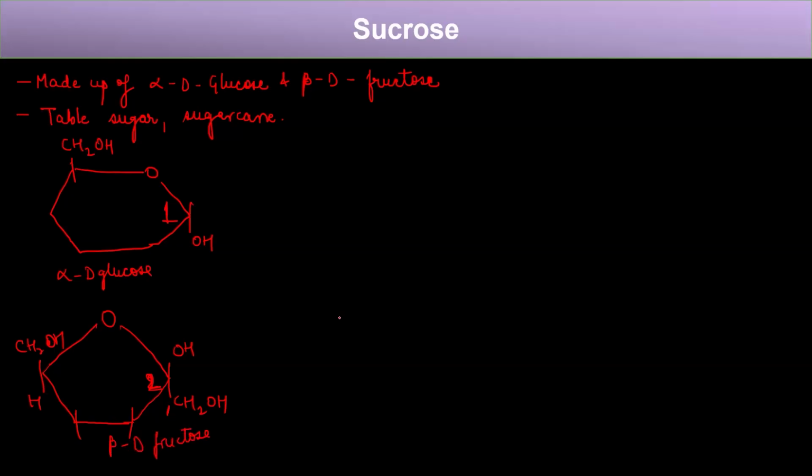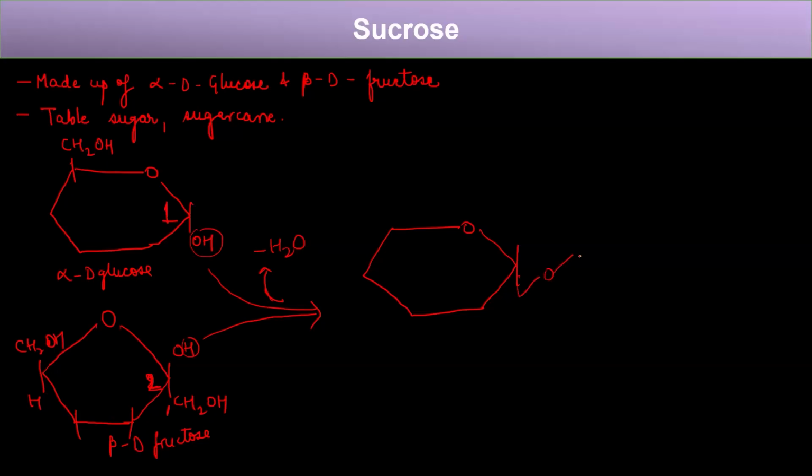Now, in sucrose, what happens? In sucrose, the bond formation will take place between this first and second carbon. So the OH of the first carbon and the H of the second carbon of fructose will be involved in the bond formation, and it will cause release of a water molecule, and hence the structure that will be formed will look something like this.